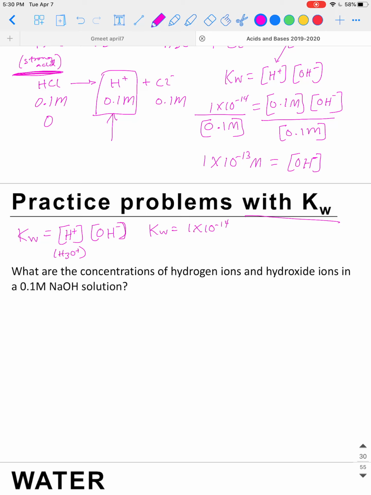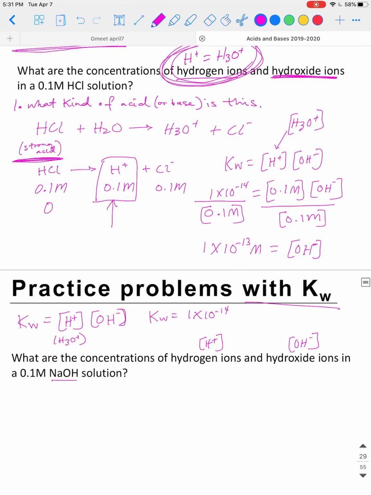Okay, now let's read this problem. What are the concentrations of hydrogen ions and hydroxide ions in a 0.1 molar solution of NaOH? Okay, hydrogen ions, this is the H plus part. Hydroxide ions, this is the OH minus part.